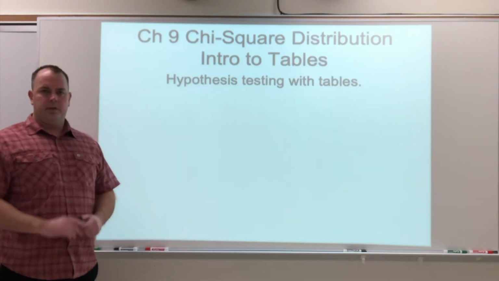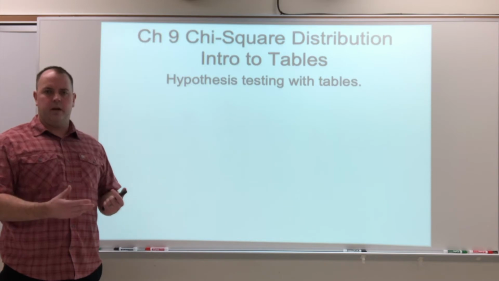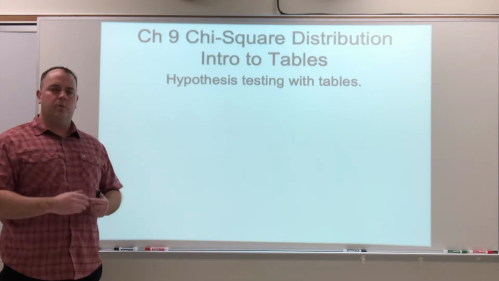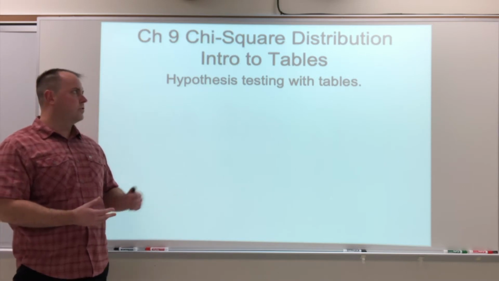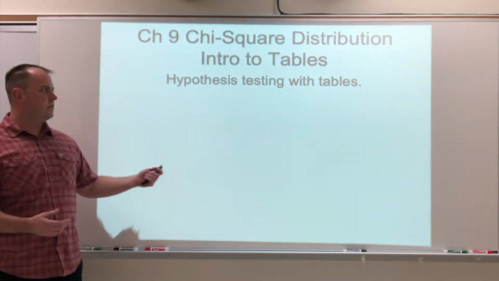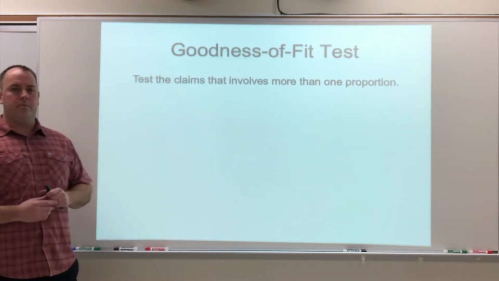So far on this topic, we've done two examples of contingency tables where we had a two-way table, two variables, and we wanted to test to see if there was a relationship or not between those two variables. So the next thing for the chi-square test, we're going to be looking at something called the goodness of fit. Goodness of fit is testing a claim about a proportion.